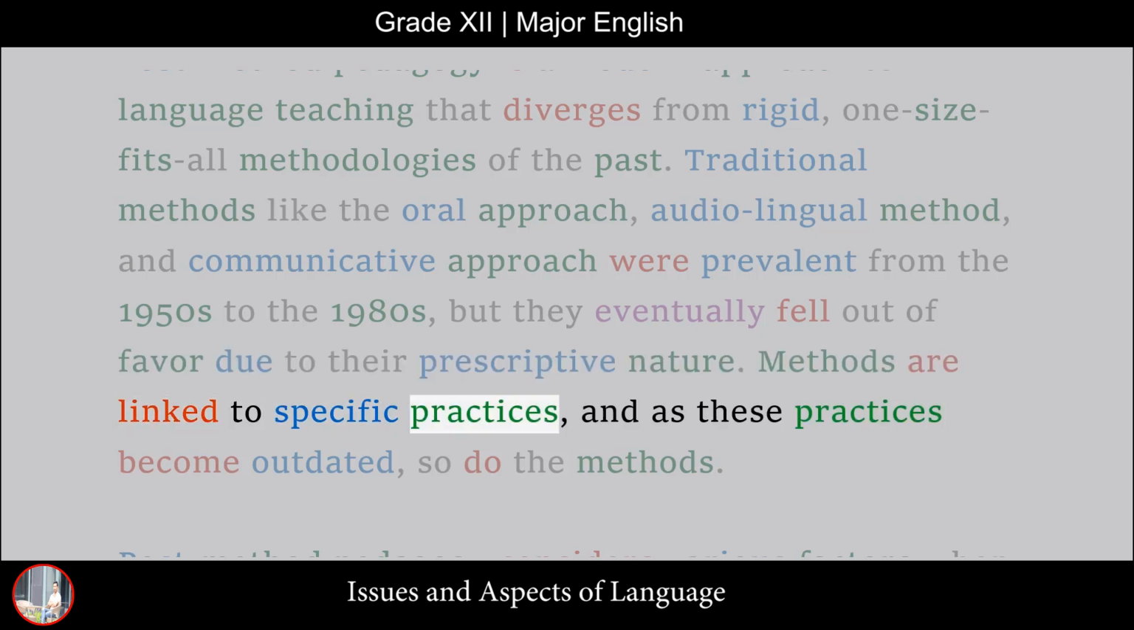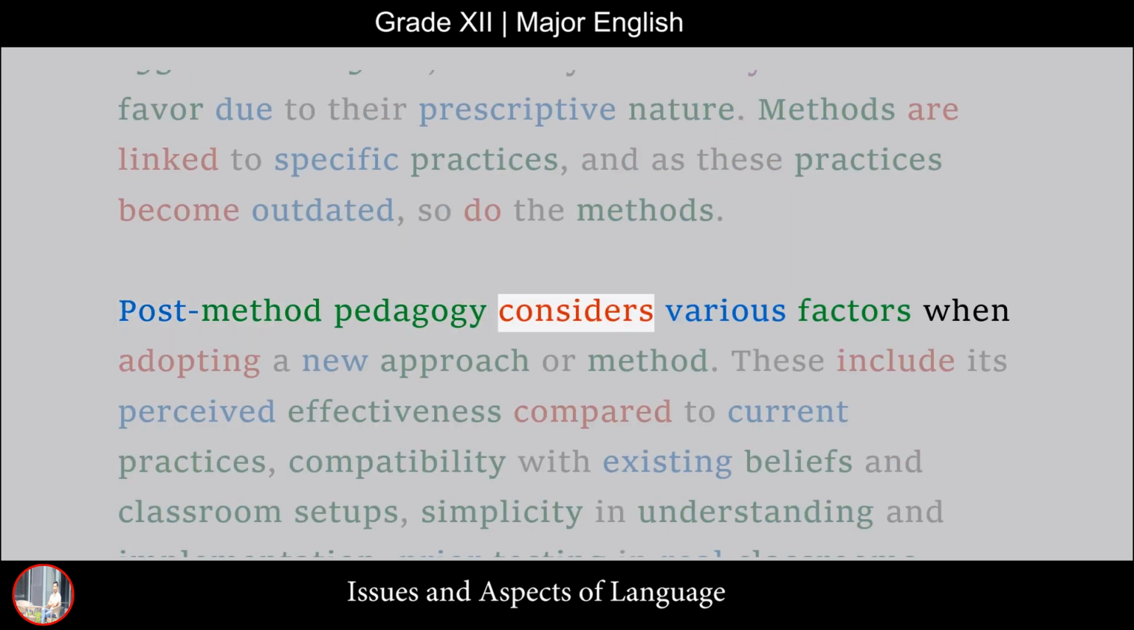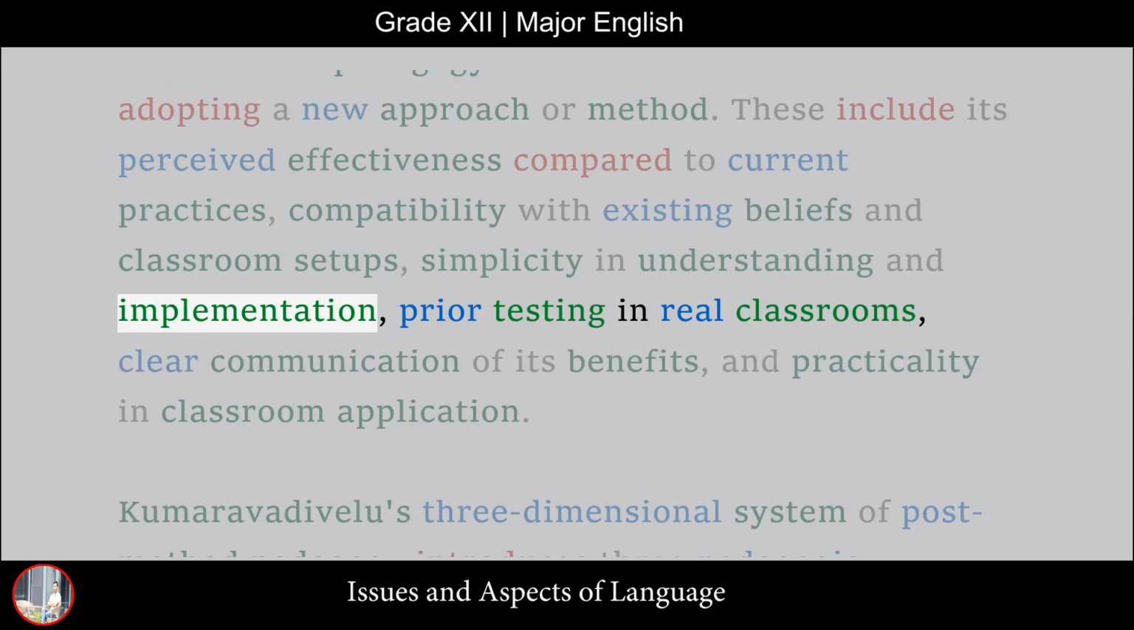Methods are linked to specific practices, and as these practices become outdated, so do the methods. Post-method pedagogy considers various factors when adopting a new approach or method. These include its perceived effectiveness compared to current practices, compatibility with existing beliefs in classroom setups, simplicity in understanding and implementation, prior testing in real classrooms, clear communication of its benefits, and practicality in classroom application.